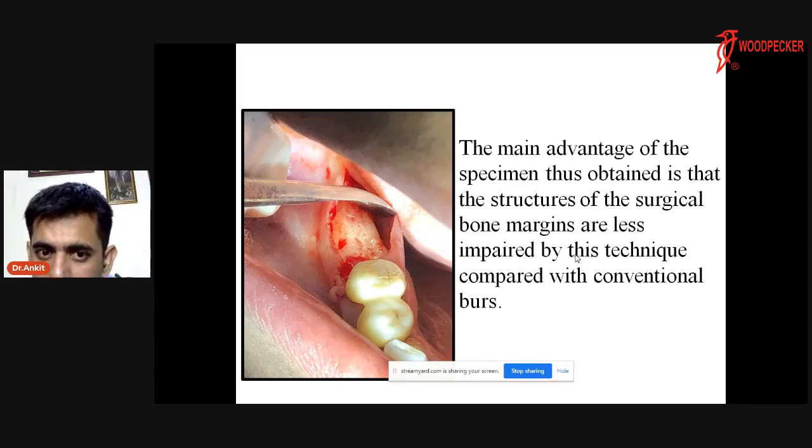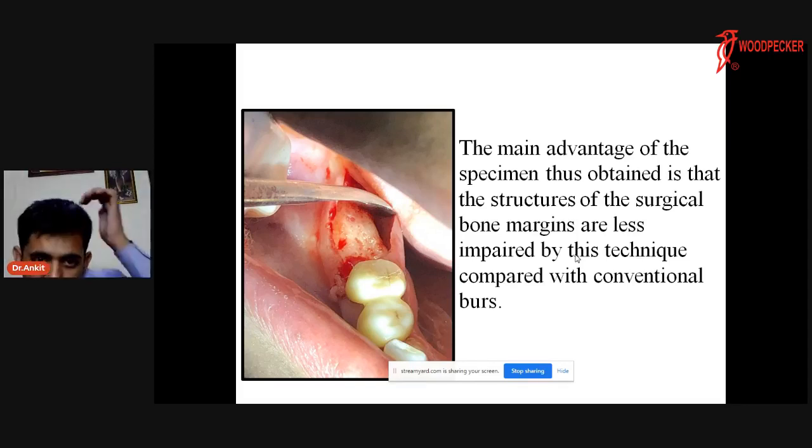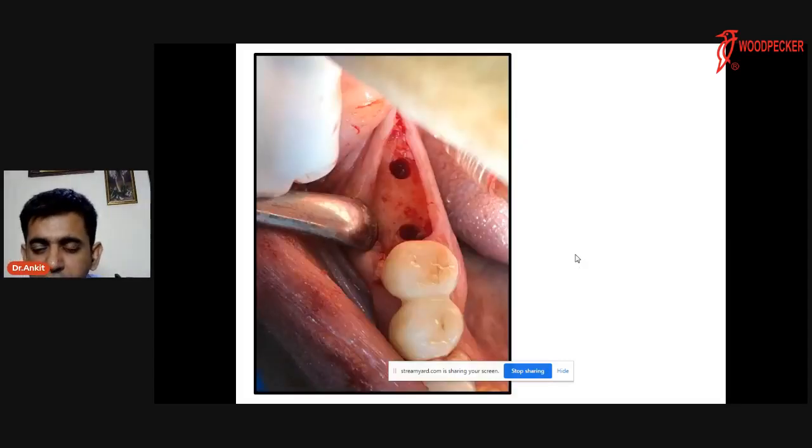They are very much atraumatic to the soft tissues. And the bone margins are less impaired by this technique if we compare with the conventional burrs. Okay, and the most important advantage, I would say, is you can reduce the bone level to the thickness or the proximity as per your choice. If you want to reduce 0.1 or 0.2 mm, that is also possible with the piezotome, which would not have been possible with other conventional options, right? Now you can see the fixture position.